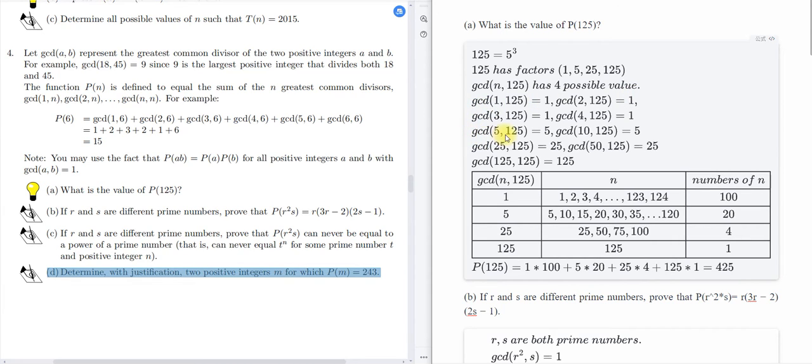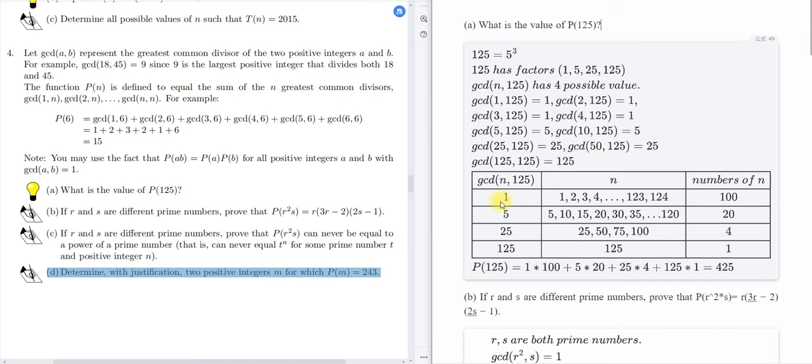And GCD(5,125) equals 5. GCD(10,125) equals 5. GCD(1,125) equals 1. GCD(25,125), GCD(50,125) equals 25. GCD(125,125) equals 125.